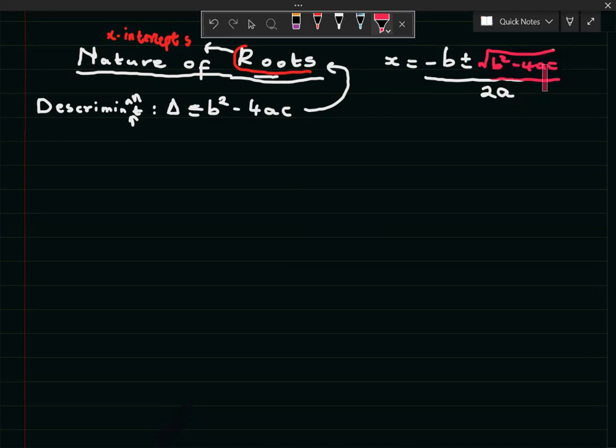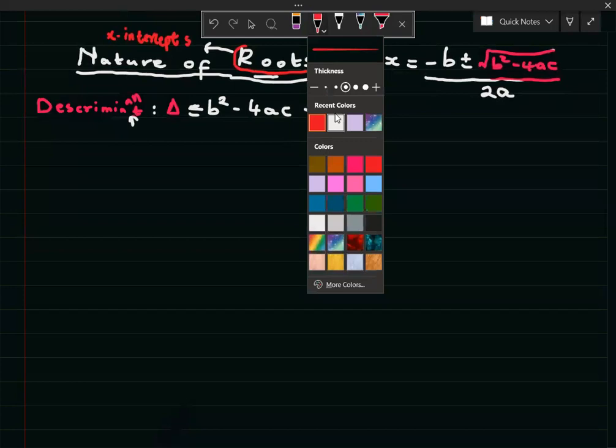So this number inside the square root, we call it the discriminant, and it is represented by delta, which is b squared minus 4ac. b squared minus 4ac is the most important part of the nature of the roots. Make it your best friend. We're always going to use it when we do nature of the roots.